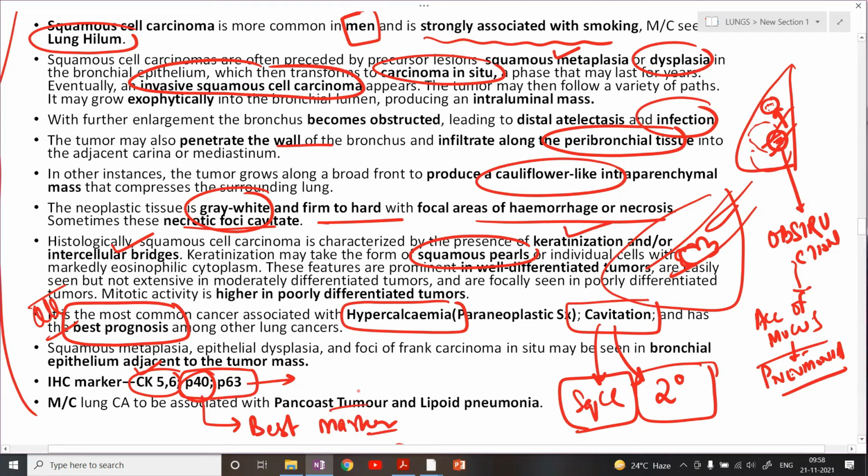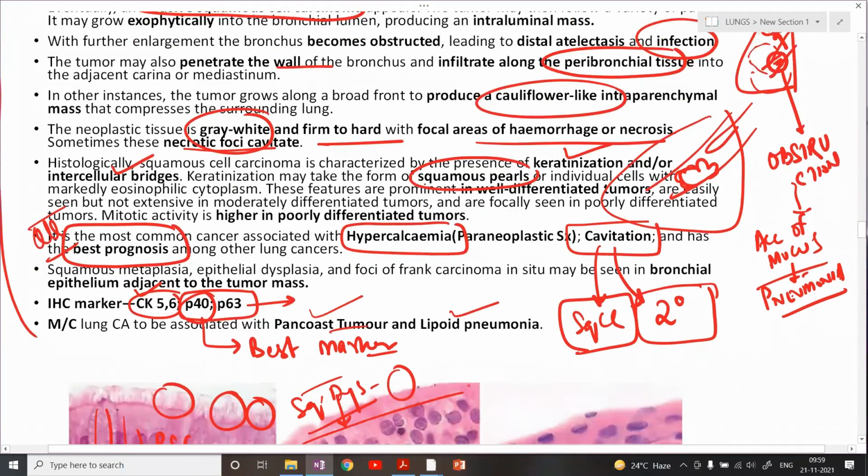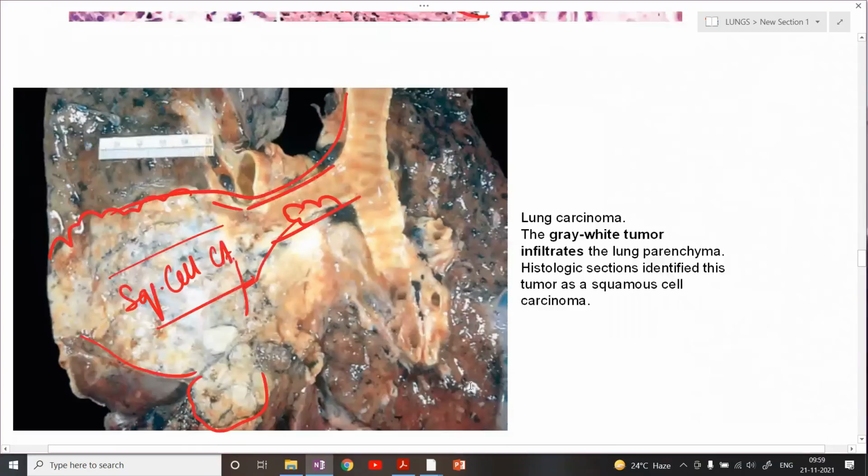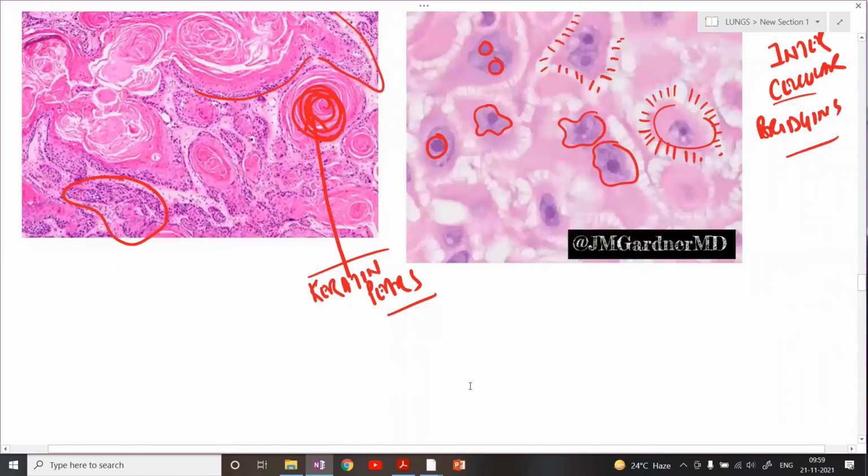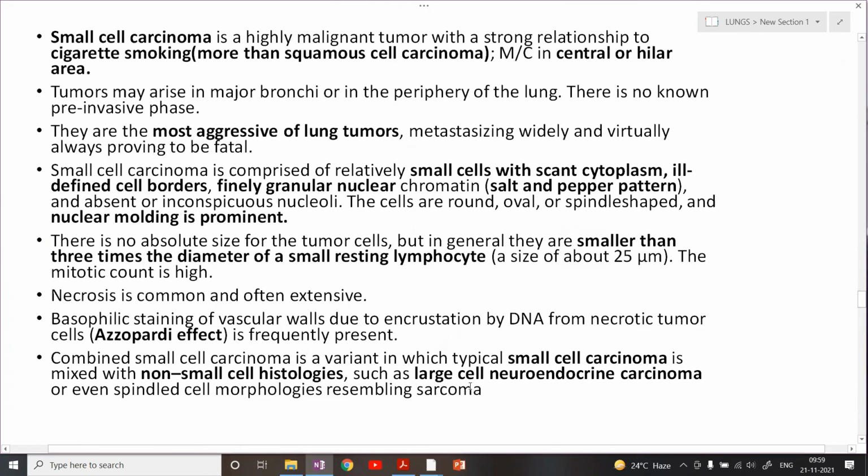It is the most common cancer of the lung associated with Pancoast tumor and lipoid pneumonia as well. Okay. I have shown you the gross image. The microscopic image has been shown. Now we go to the next tumor, that is small cell carcinoma. As I told you, it is highly malignant with the worst prognosis.